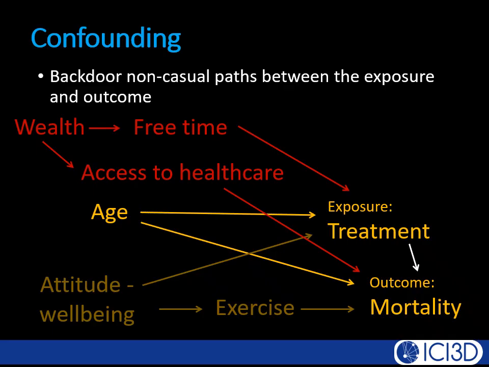Wealth often plays a big role in health outcomes. Wealthier people generally have better access to healthcare, which can reduce their mortality. Wealthier people often also have more free time, and so, for example, could travel to the pharmacy to fetch the supplement. Again, a path is created between treatment and mortality.